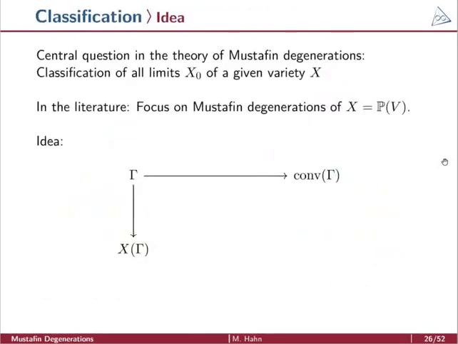And a central question in the theory of Mustafin degenerations is the classification of all limits of a given variety. In the literature, there's a big focus on Mustafin degenerations of the projective space. And I've already sort of told you the idea how to go about such a classification effort. Namely, this point configuration gamma, on the one hand, induces this convex hull, convex of gamma. And on the other hand, it also induces the Mustafin degeneration of the given projective variety.